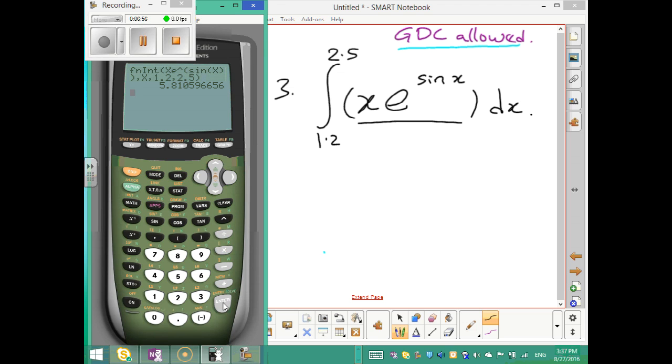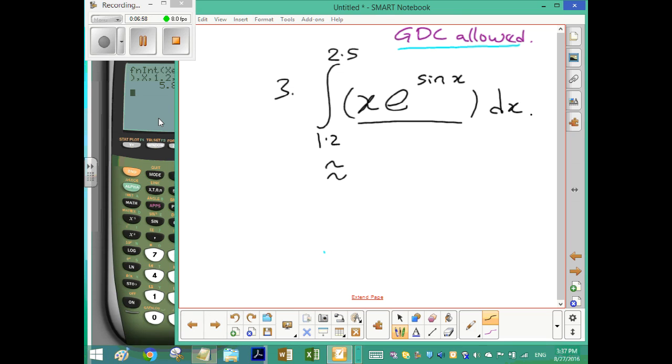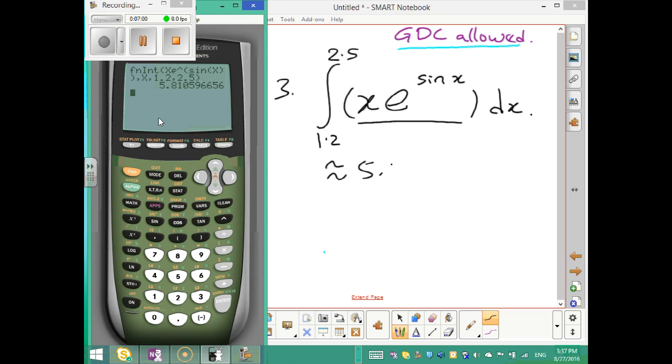So here we have the answer, which is roughly 5.81 to 3 significant figures. So here's the answer. Using the calculator is very easy in this case.